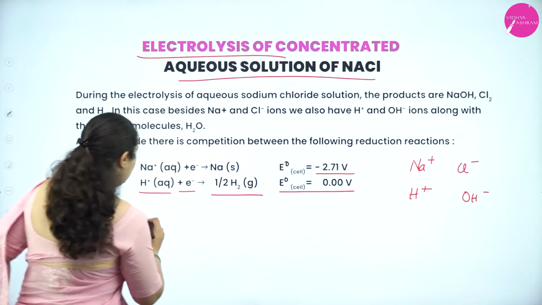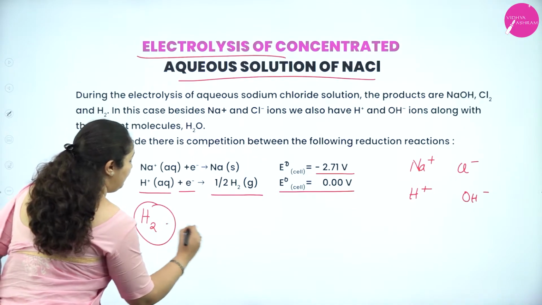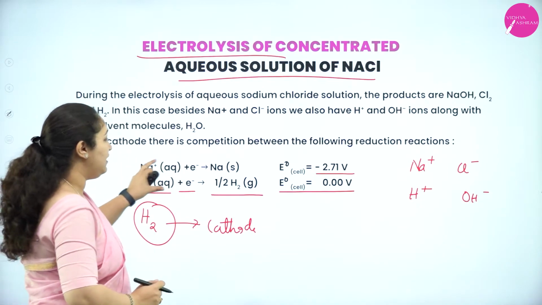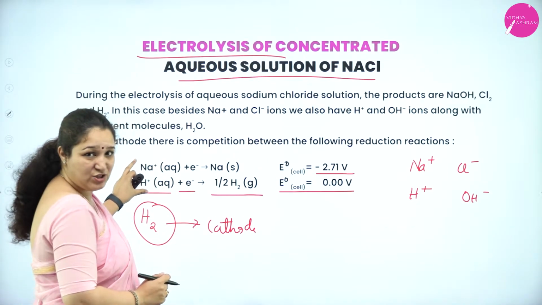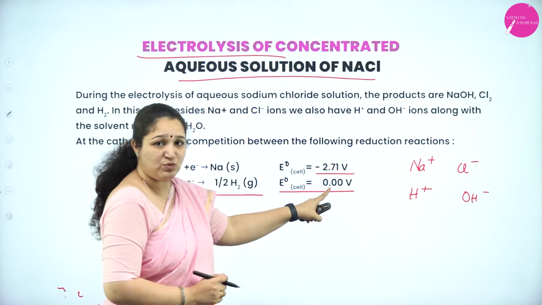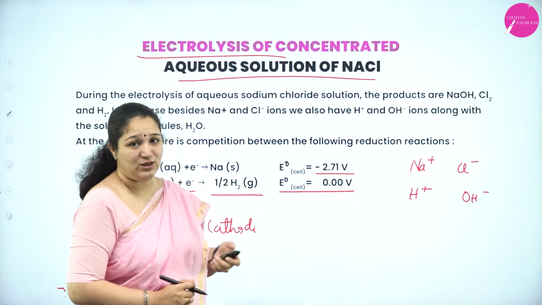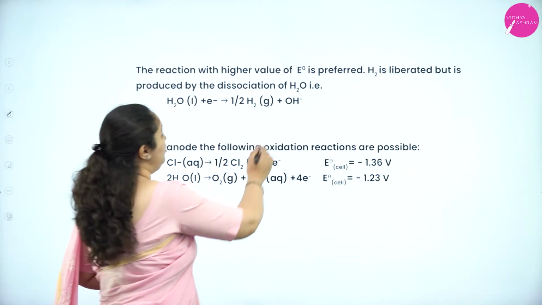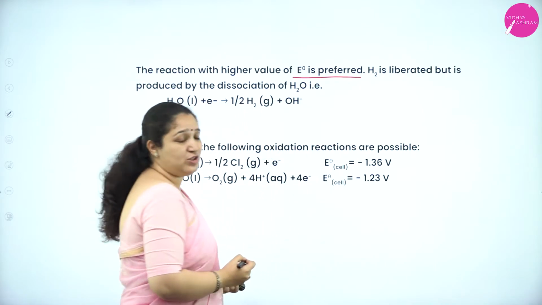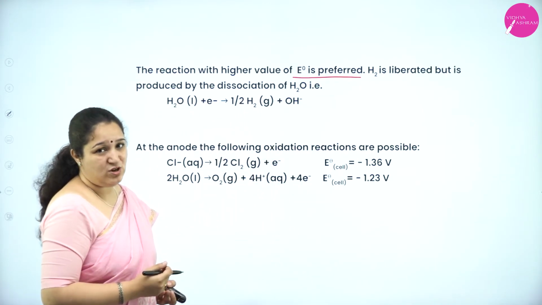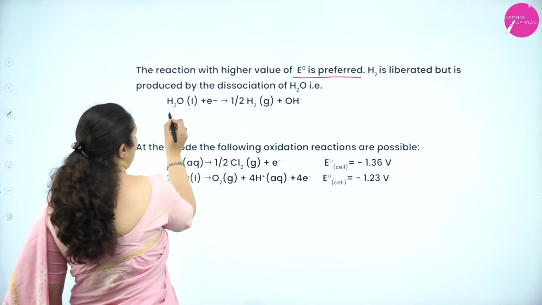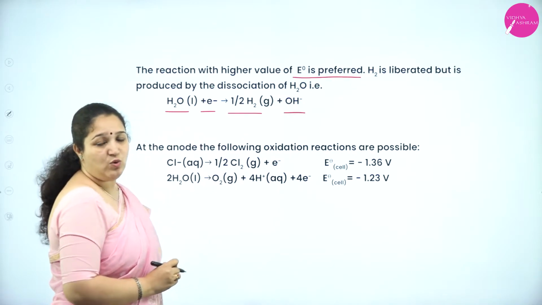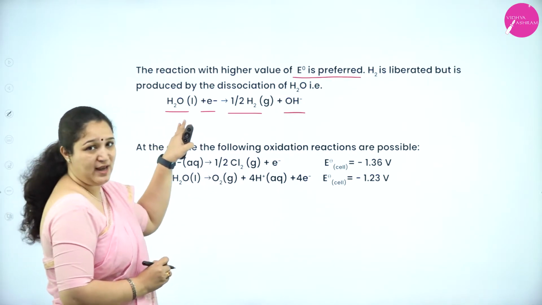So, hydrogen gas will be liberated at cathode, because when we compare the reduction potential of these two reactions, the one with the higher reduction potential will be preferred at cathode. So, the reaction with the higher value of E naught is preferred and hydrogen gas will be liberated. But of course, that's not the way we write the reaction. It is from water. Water accepts electron, hydrogen gas is liberated and OH minus is formed. This is the way the actual reaction is happening.